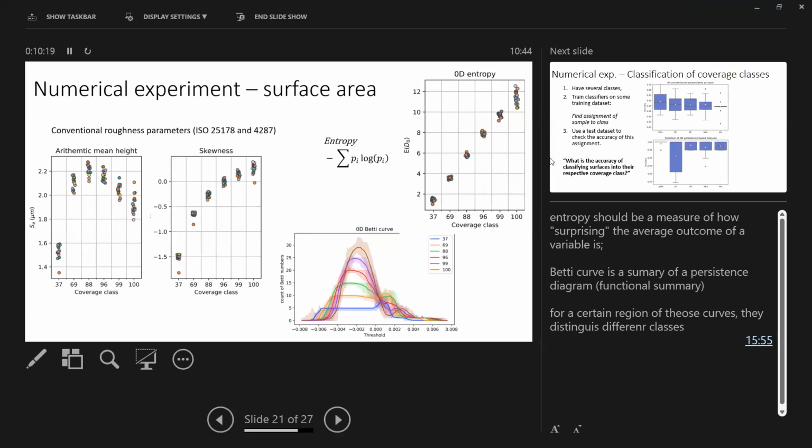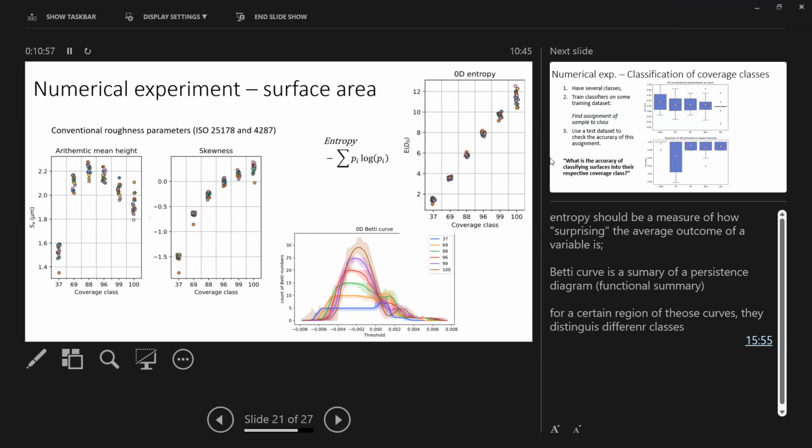So for the normal surface measures, we look at the left, the arithmetic mean height or skewness. We are now comparing all these different things where we have the coverage classes, and for arithmetic mean height, we see, okay, it increases and then it stops, because if we hit more and more, the peaks are getting lower, so the deviation, the displacement is getting smaller, and so this goes down again. But if we would like to classify, distinguish different coverage classes from each other, it would be problematic even from 88%.